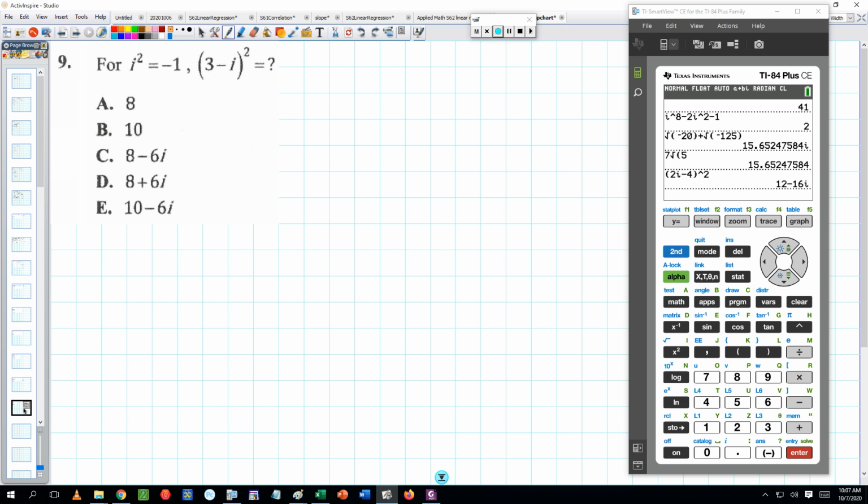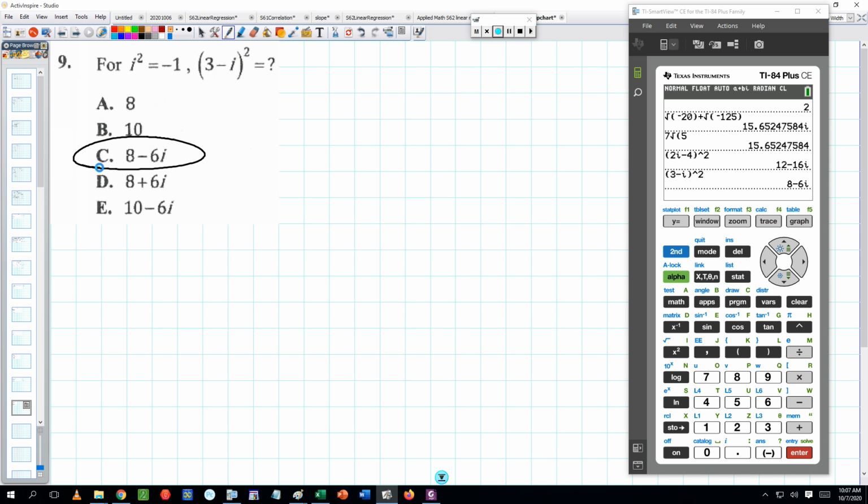Number 9, for i squared is equal to this. What is 3 minus i with the square on the parentheses? 3 minus second i. 8 minus 6i. We have a winner here at C.